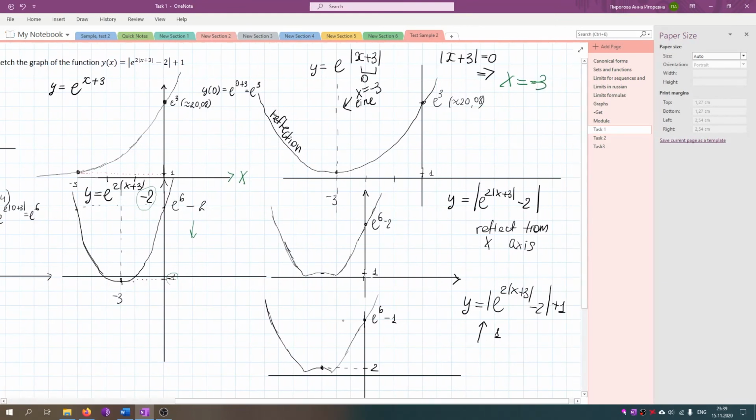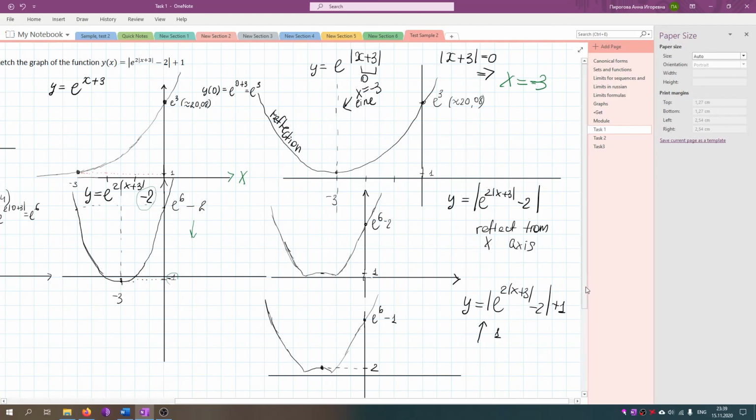And the next step, we take a module from our function, and it is very easy. We just reflect the part of the graph which was negative, and we will get something like this. By the way, don't forget that the point of intersection in the previous case will be different. It will be 2 points less because we shifted our graph by 2.